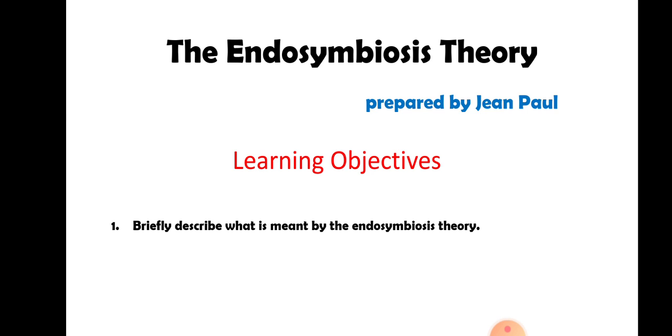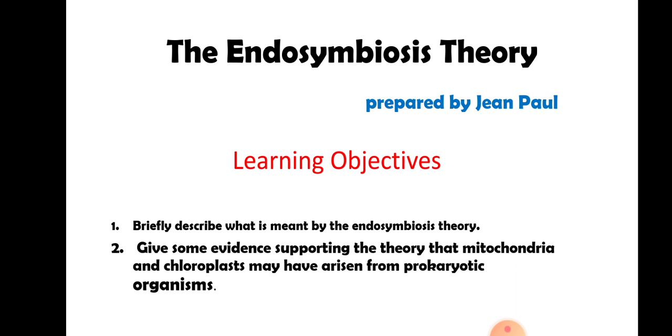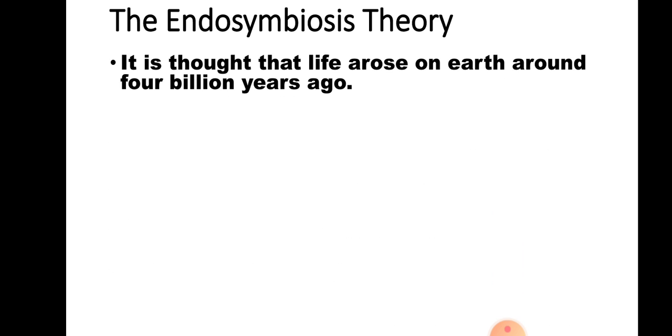The first point we expect is to briefly describe what is meant by endosymbiosis theory. Number two, give some evidence supporting the theory that mitochondria and chloroplasts may have arisen from prokaryotic organisms. Now let us go deeper into this theory of endosymbiosis.